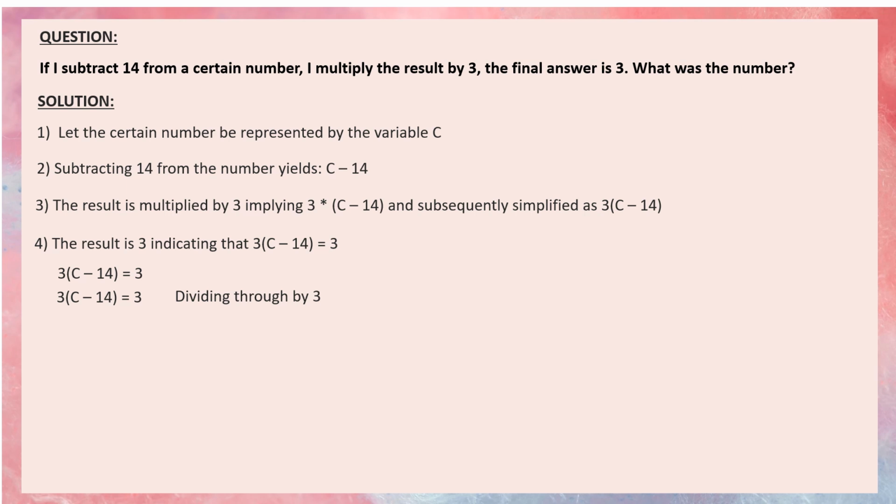But because it's an equation, whatever we do on the left-hand side, we will also do it on the right-hand side. So we'll divide both sides by 3, and that gives us 3 multiplied by c minus 14 over 3 is equals to 3 divided by 3. On the left-hand side, the 3 in the numerator and the 3 in the denominator will cancel out themselves. And then on the right-hand side, 3 over 3 is equals to 1. So simplifying it as c minus 14 is equals to 1.